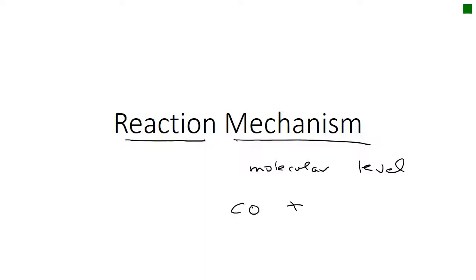All right, so we're going to look at reaction mechanism. Reaction mechanism is what is occurring on a molecular level. So when we say, for example, that carbon monoxide is reacting with oxygen, we really do mean one carbon monoxide molecule is going to react with one oxygen molecule, and we're going to make some products. And these two have to come together on a molecular level, one to one. So in reaction mechanism, we're looking at it on a molecular level.